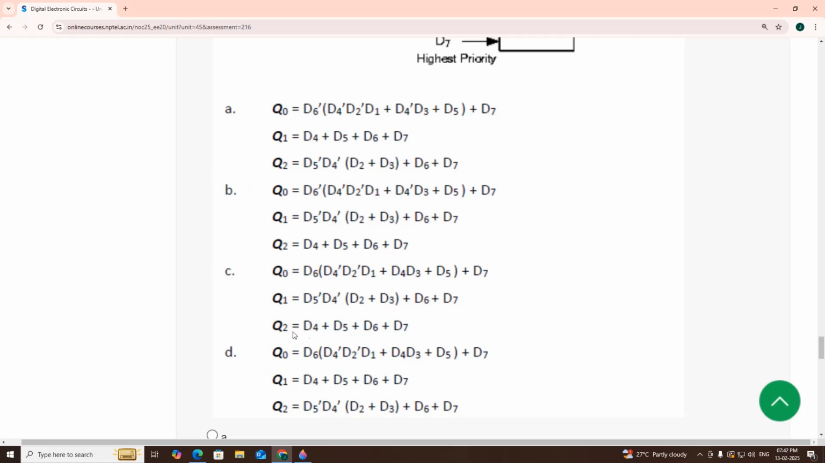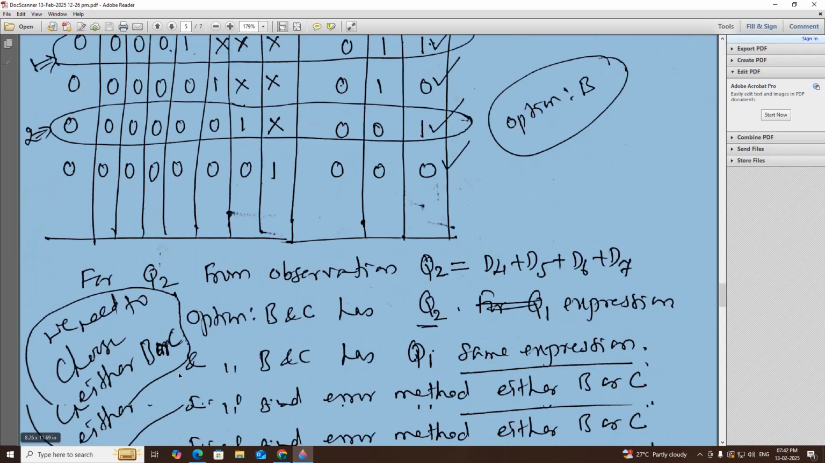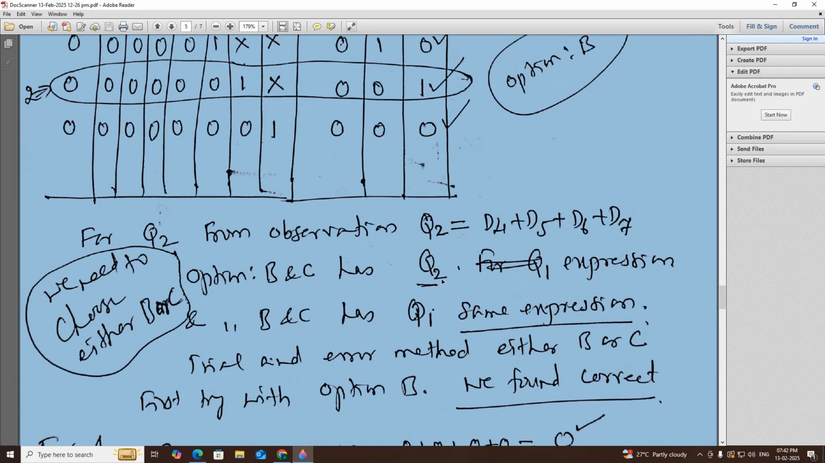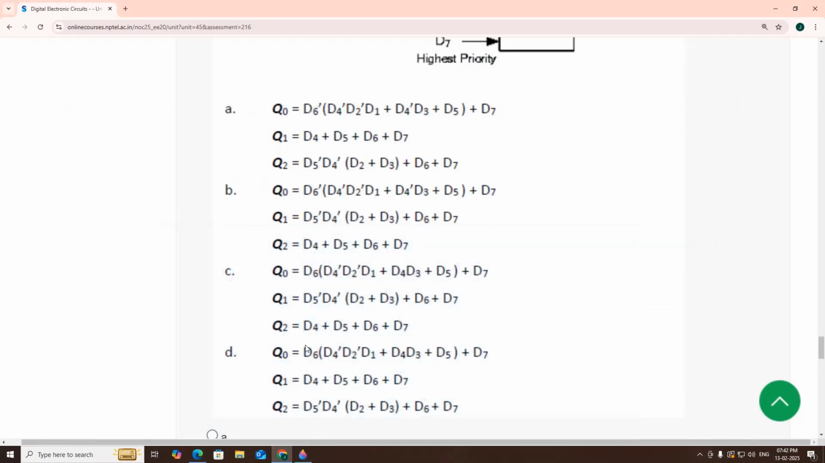Similarly for option C, D4, D5, D6, D7. So what we find here is only B and C have Q2 as D4, D5, D6 and D7. So we need to select either B or C as the right answer. And one more thing, for B and C, the Q1 expression is the same. So what is Q1 here?